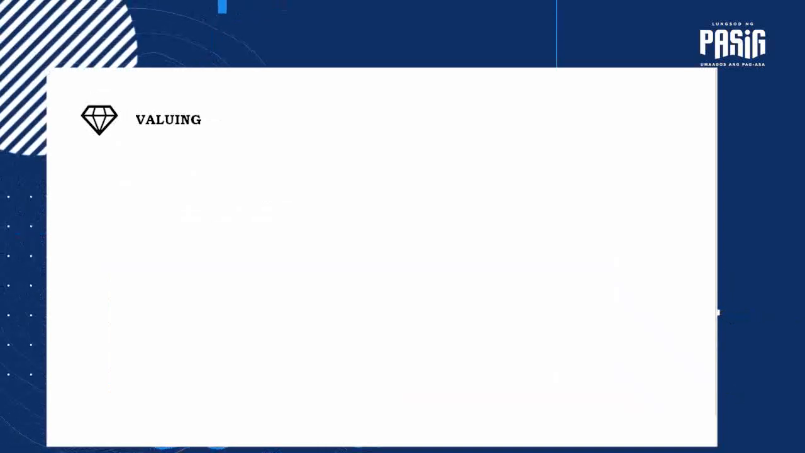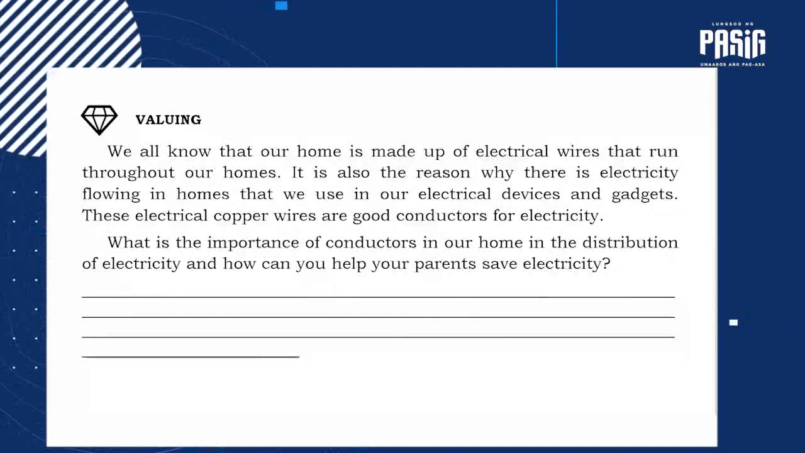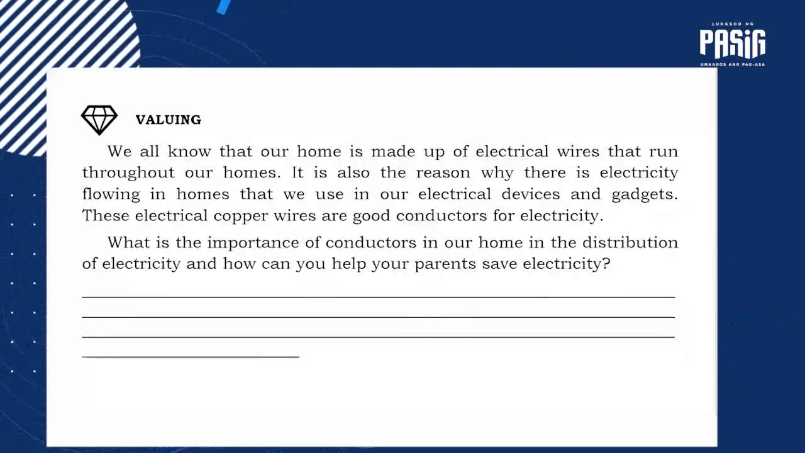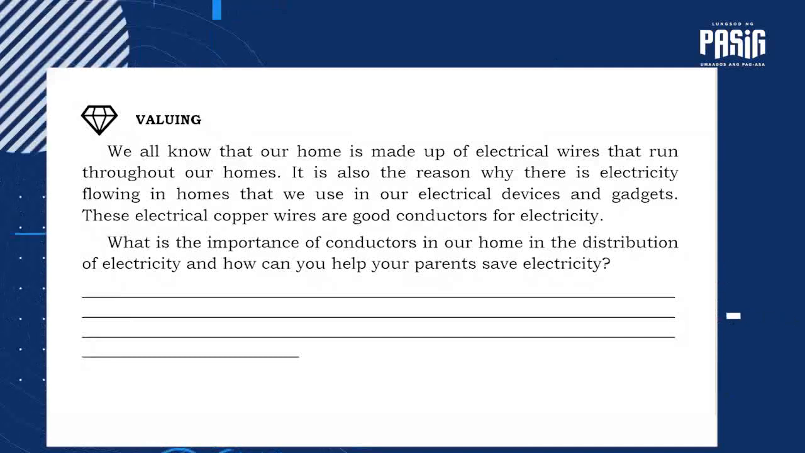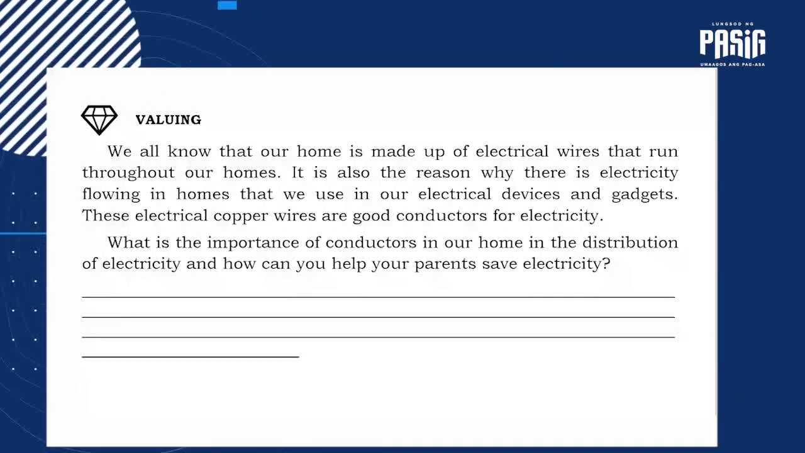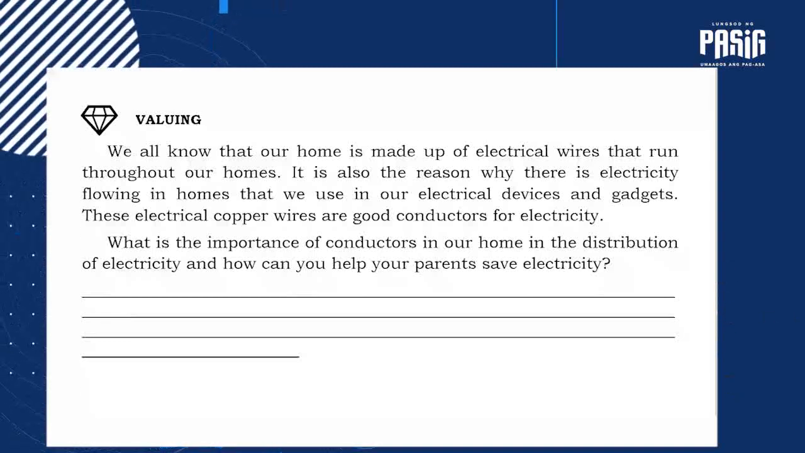For our valuing, we all know that our home is made up of electrical wires that run throughout our homes. It is also the reason why there is electricity flowing in homes that we use in our electrical devices and gadgets. These electrical copper wires are good conductors for electricity. What is the importance of conductors in our home in the distribution of electricity? And how can you help your parents save electricity? Answers may vary. All possible answers will be accepted by your science teachers.